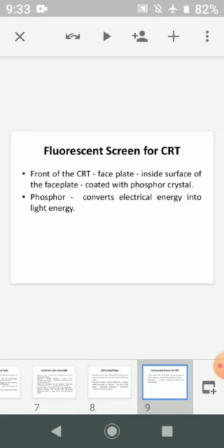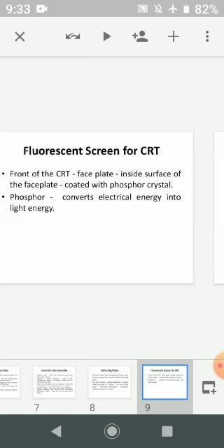The inside surface of the faceplate is coated with phosphor crystal. The phosphor converts electrical energy into light energy. When an electron beam strikes the phosphor crystal, it raises their energy level, and hence light is emitted during phosphor crystallization. This phenomenon is called fluorescence. We all know that.